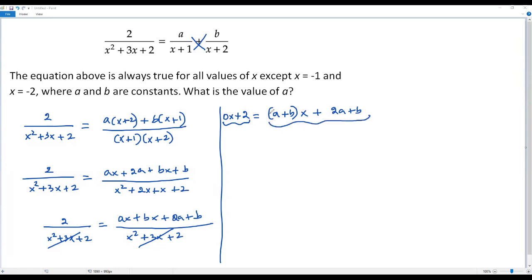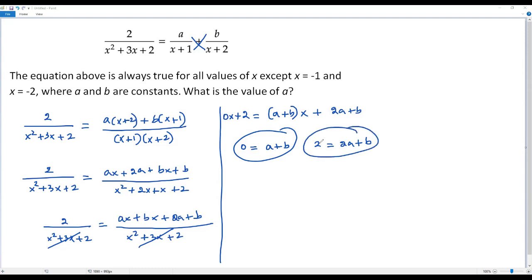Now the linear expressions we have here are equal. Since these two linear expressions are equal, the coefficients of x must be equal, and also the constant terms must be equal. The coefficient of x on the left side is 0, and on the right side it is a + b. They must be equal. The constant on the left side is 2, and on the right side it is 2a + b. They must be equal. Now we have to solve for a in the system of two equations.